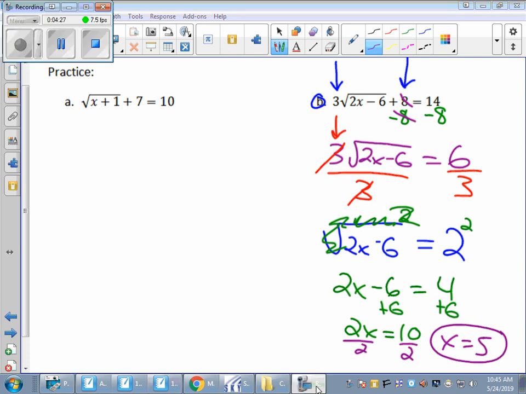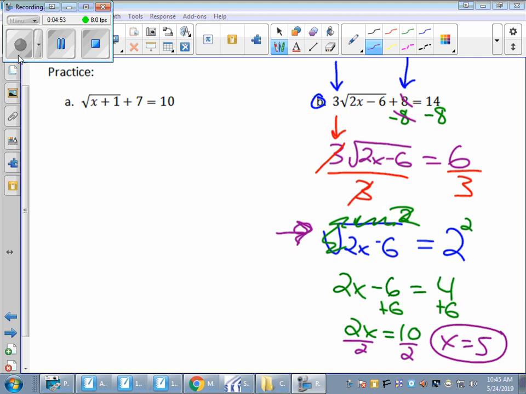So when we look back at this problem, again, we had to isolate. So we had to subtract 8 first from each side. Then we divided by 3 on each side. And then we had our radical isolated. Then we squared each side at this step here to get rid of the radical. And then we had just a regular equation, 2x minus 6, and solved for it to get x equals 5.